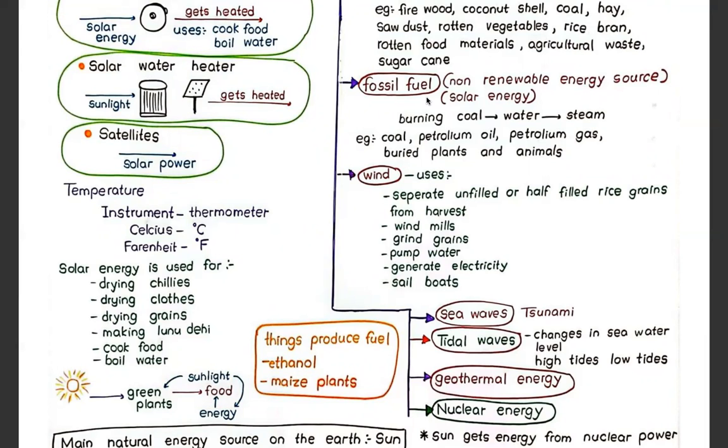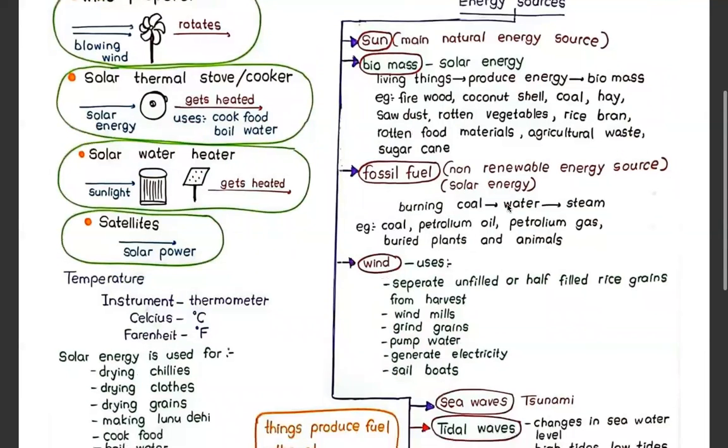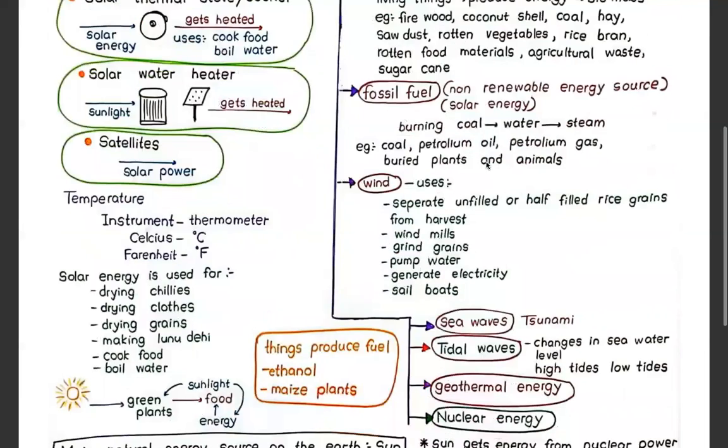So fossil fuel also needs solar energy. Biomass needs solar energy. Fossil fuel needs solar energy. What do you mean by fossil fuel? Burning coal, and it gets converted into water vapor. When coal is burnt, water turns into steam. That we call fossil fuel. Right? Okay.